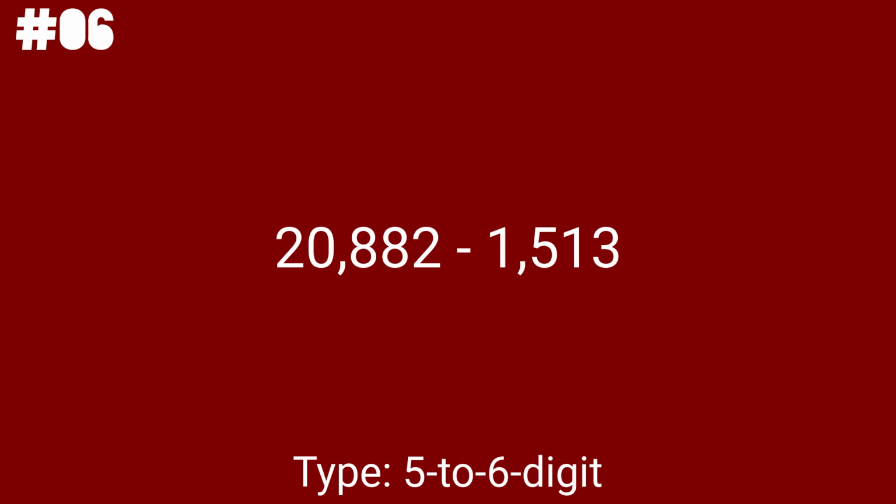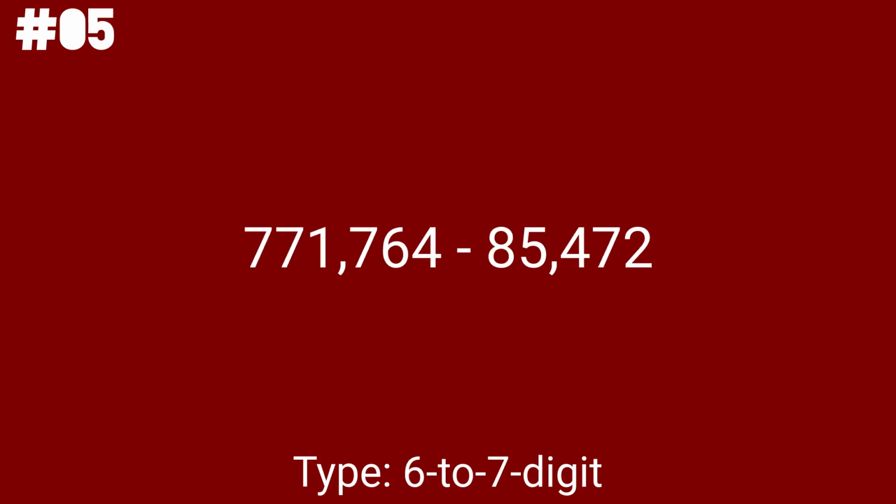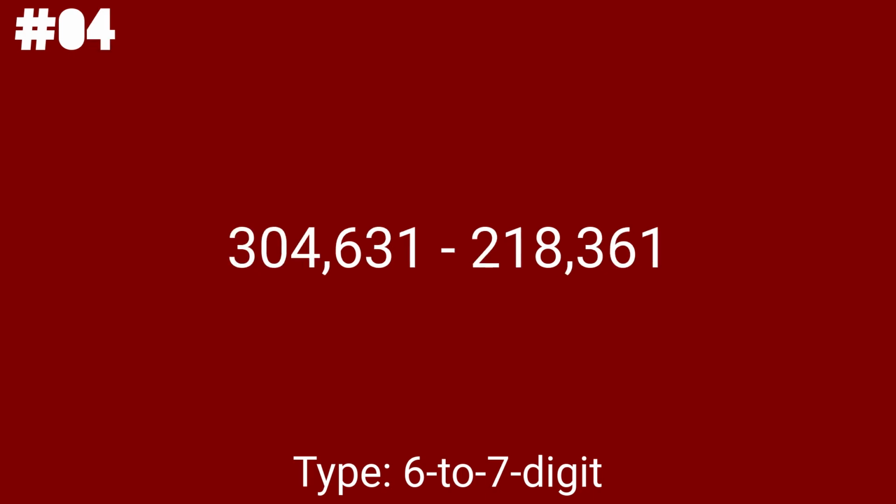We only have the 6 to 7 digit range to go. This one is 771,764 minus 85,472, and we are in the last 5 subtraction problems. This math problem is still in the 3rd grade range. However, the subtrahend still has 5 digits. Our 4th to last problem is approximately 305,000 minus 218,000, but because you will subtract so much for this one, the result contains 5 digits.